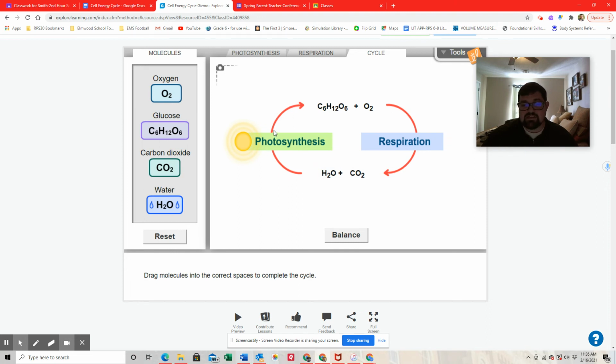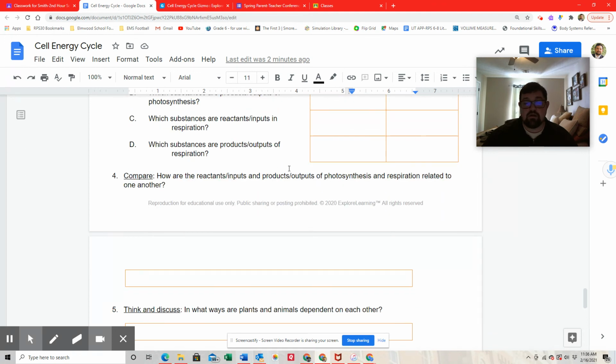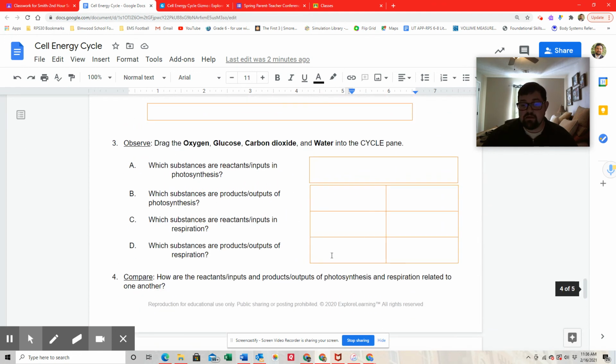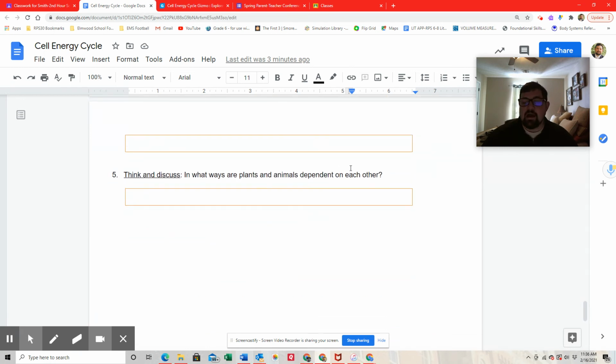So plants take in H2O and CO2 and sunlight. They make food and release oxygen. Humans and other animals and plants themselves use that oxygen and that food to make energy, which goes into the body. So the energy is in the plant or animal, and then they release CO2 and H2O. So that's our cycle right here. Okay, and you'll see that here. Number 4, compare. So this is where you take this data and you make a sentence. Compare what's the same, what's similar, what's different. Think and discuss how they depend on each other, which is the big picture, right?